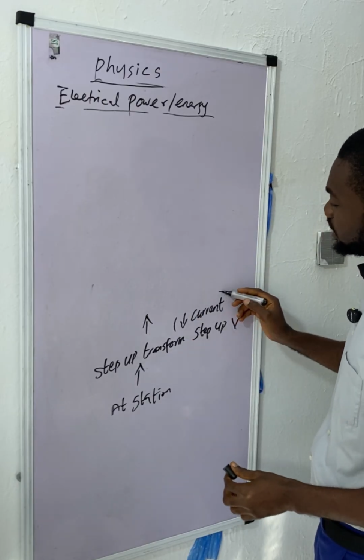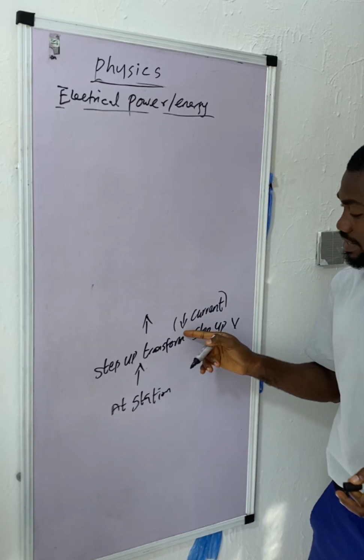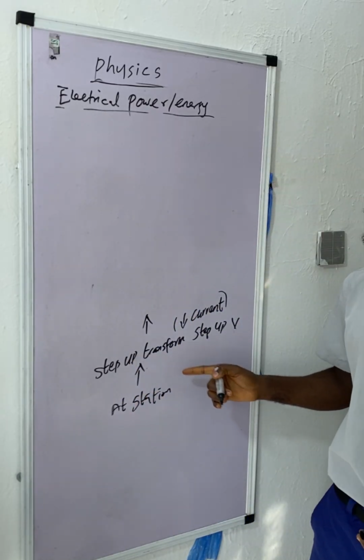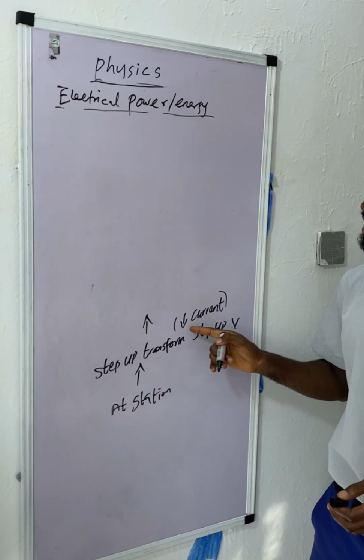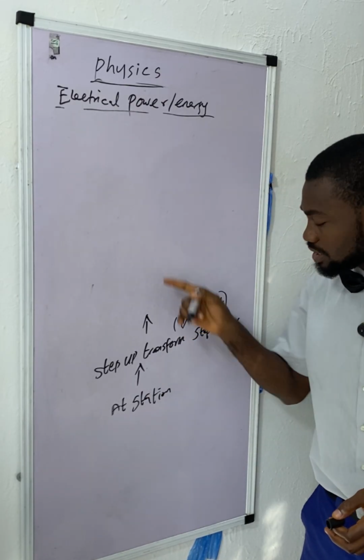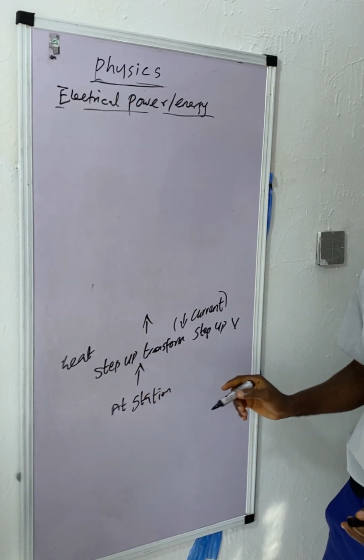You know why? Because when electric current is transmitted at a low current and high voltage, it reduces the amount of energy lost by heat. If you transmit power at a high current and low volts, you are going to lose a lot of energy as heat, all right, through the conductor.